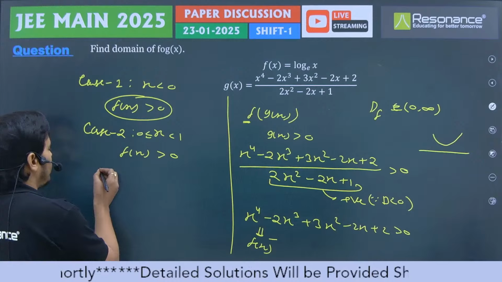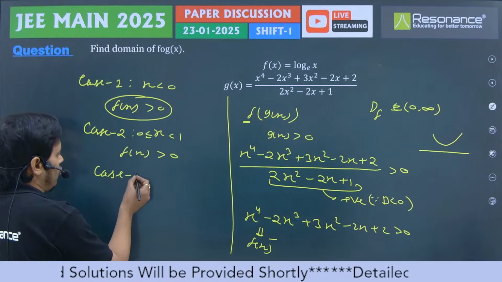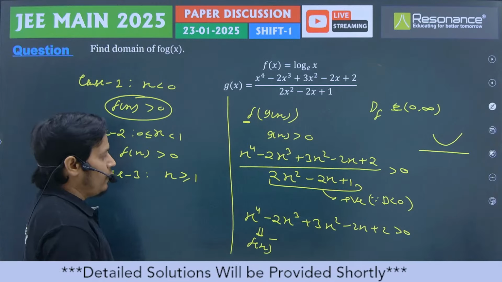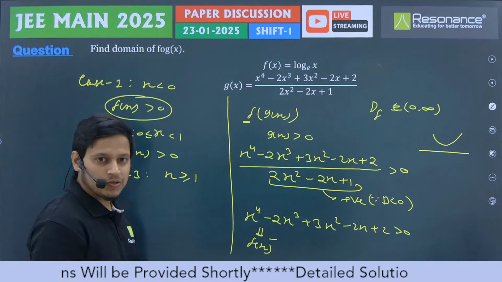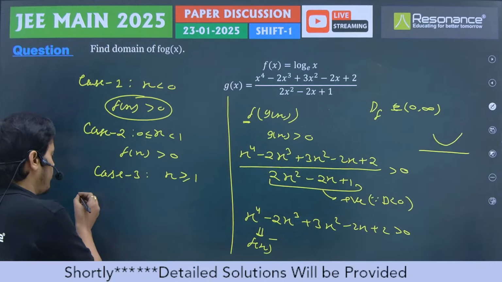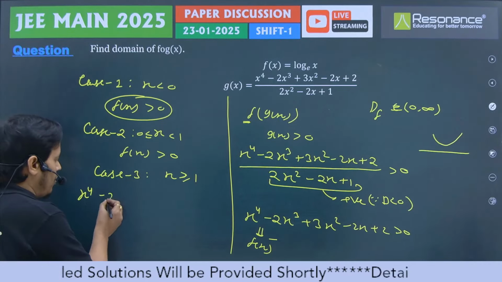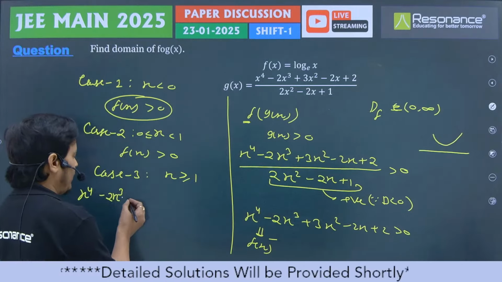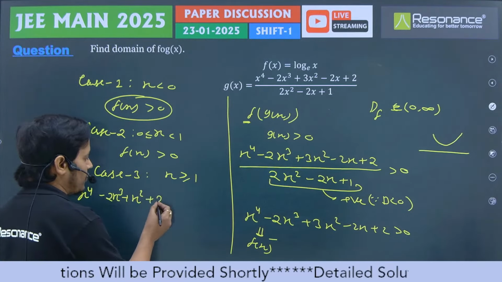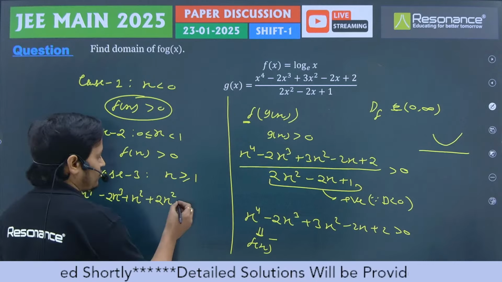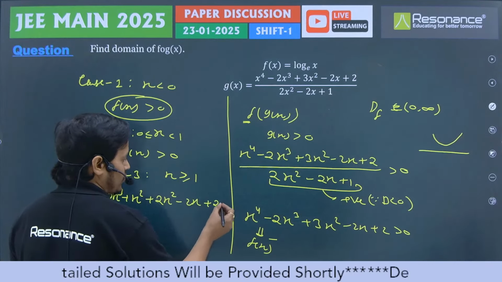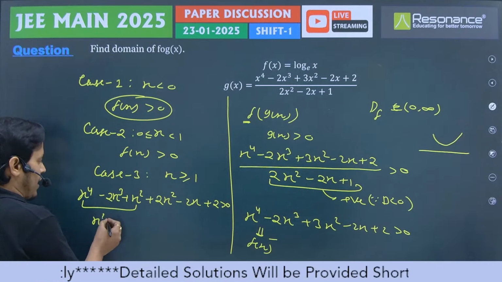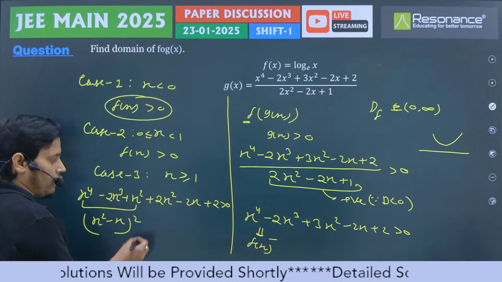Now if we take case number 3, that is a little complex, when x is greater than or equal to 1. For that one, I am just dividing this in terms of a perfect square. First thing is x^4 minus 2x^3, and the 3x^2 I am writing as x^2 plus the remaining 2x^2, and minus 2x plus 2, greater than 0.